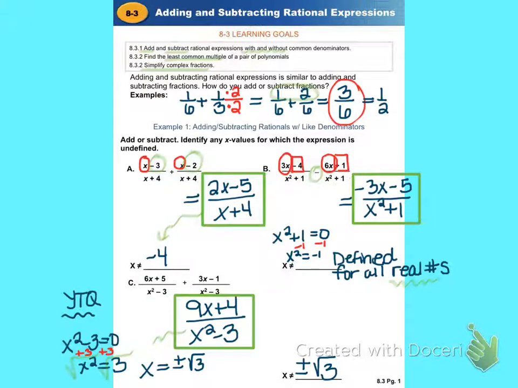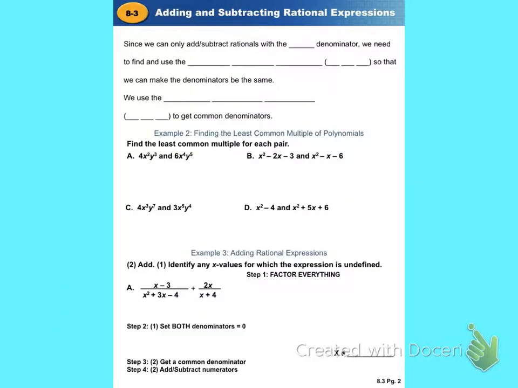All right, so thanks for trying that example. Check your answer, and if for some reason you didn't get 9x plus 4 over x squared minus 3, and you didn't identify plus and minus the square root of 3 as the places where the expression would be undefined, then maybe pause the video, take a look at the work, see if you can figure it out, and if you still can't, then make a note and be sure to bring that up when we see each other in class. Let's go ahead and turn the page.